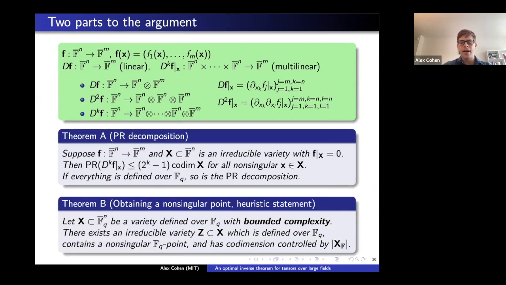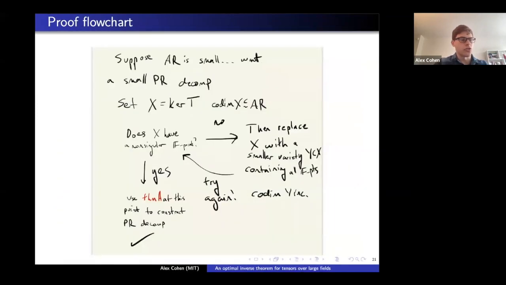And theorem B is obtaining this variety x to work with. So if we have some variety x defined over a finite field, and it has bounded complexity, meaning bounded degree, essentially, then we can find an irreducible variety, which is defined over the finite field, which is contained in x. It contains a non-singular point, and it has codimension controlled by the number of F rational points in X. Theorem B is really where we need the large fields, and then theorem A is applying that to construct the partition rank decompositions. So I have a little flow chart.